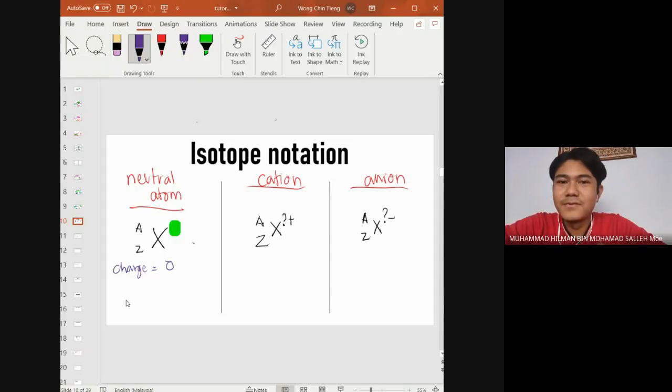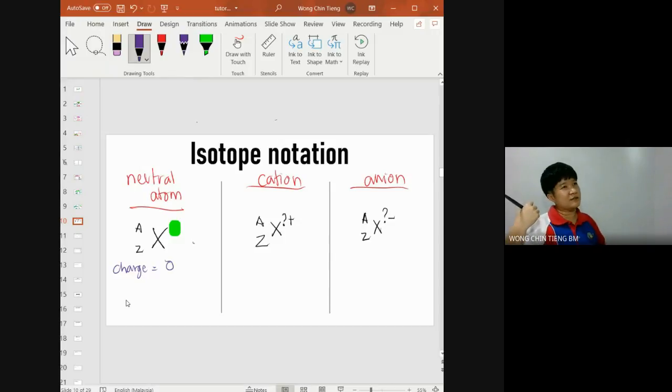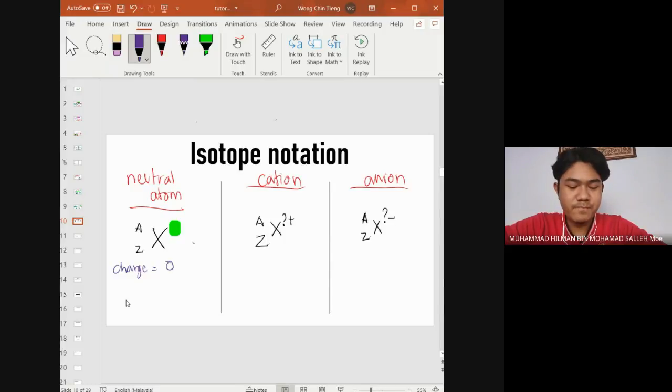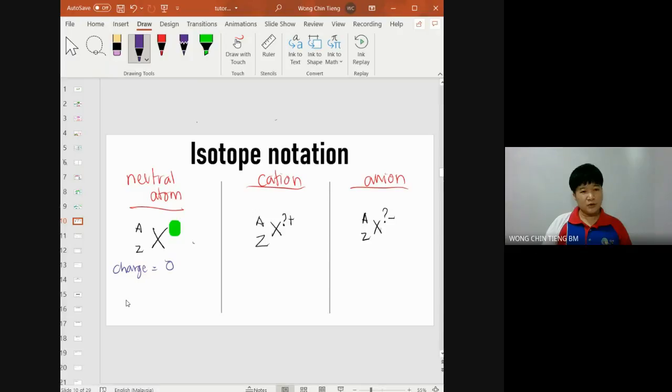Sebab dia tak donate ataupun terima elektron. Sebab dia tak donate atau dia tak terima elektron. Lagi? Betul. Lagi. Sebab tolak. Tolak apa? Tahu tapi nervous lah jawab.